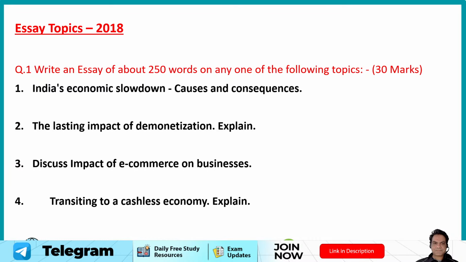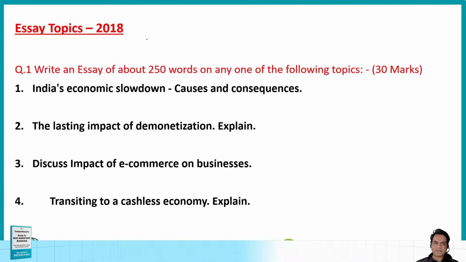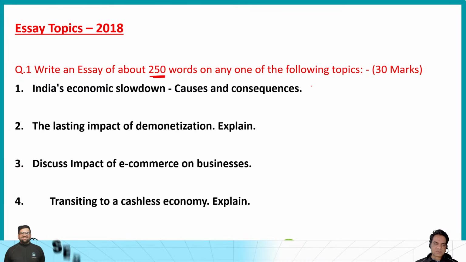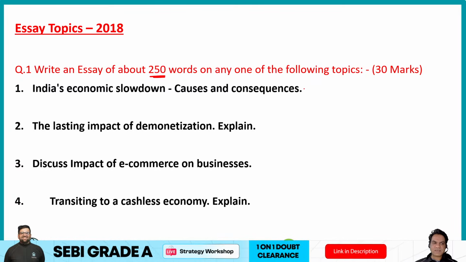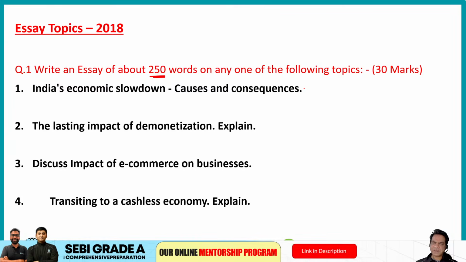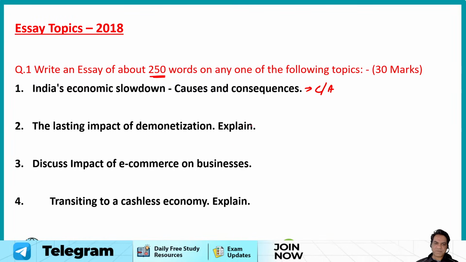Now guys, in the year 2018, I'm going to go back to 2018. The topics that were given in the year 2018, the essay was for 250 words. So the topics given in 2018 were India's economic slowdown, causes and consequences. Suddenly we saw a slight economic slowdown in the country at that time. So this was a topic based on current affairs. The lasting impact of demonetization, explain. This was on economic and social issues.